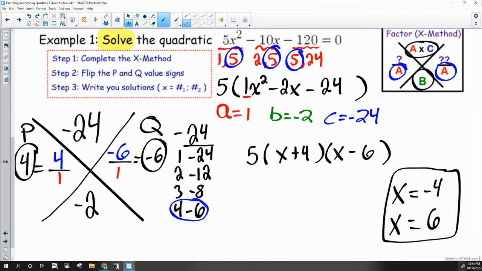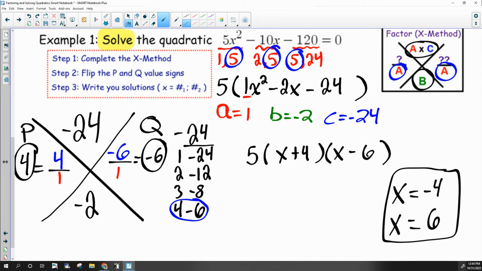If I plug in -4, it makes everything 0, because it'll multiply everything by 0, and that's 0. If I plug in 6, 6 minus 6 is 0. If I multiply this equation by 0, it's gone. All you do is flip your sides, and those are your solutions.